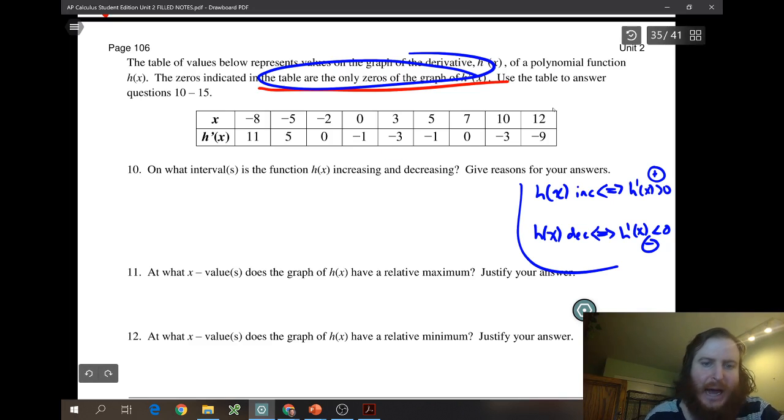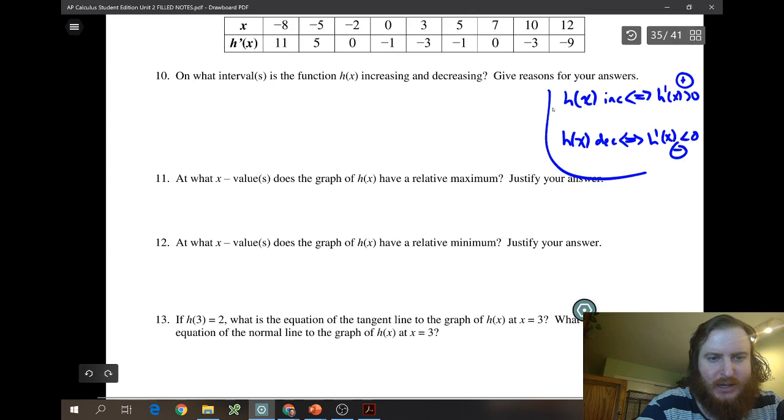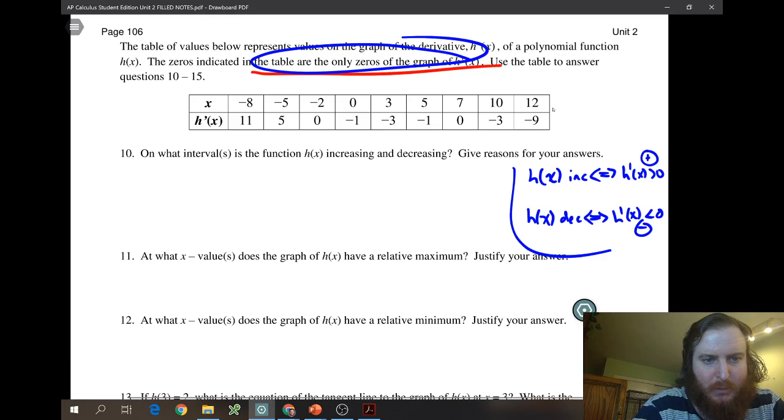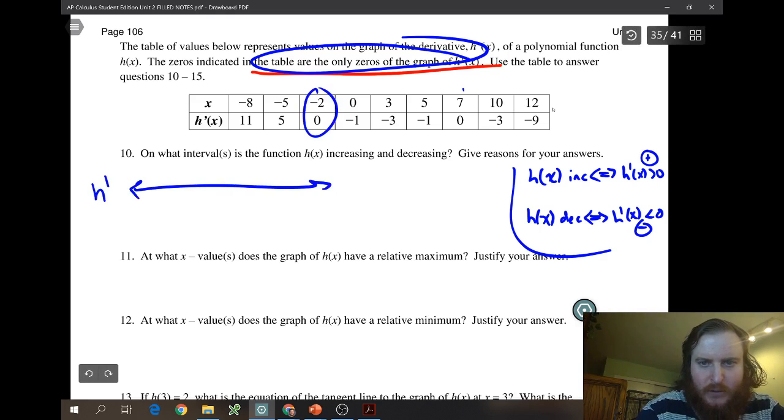So I'm going to show you, this is the way I like to do it, and it's really, really easy. Just do that same number line that we made yesterday. We're going to label it as h prime. And we're going to put in our zeros. Our zeros are at -2 and at 7. So at -2, I'm going to put a 0. And at 7, I'm going to put a 0.